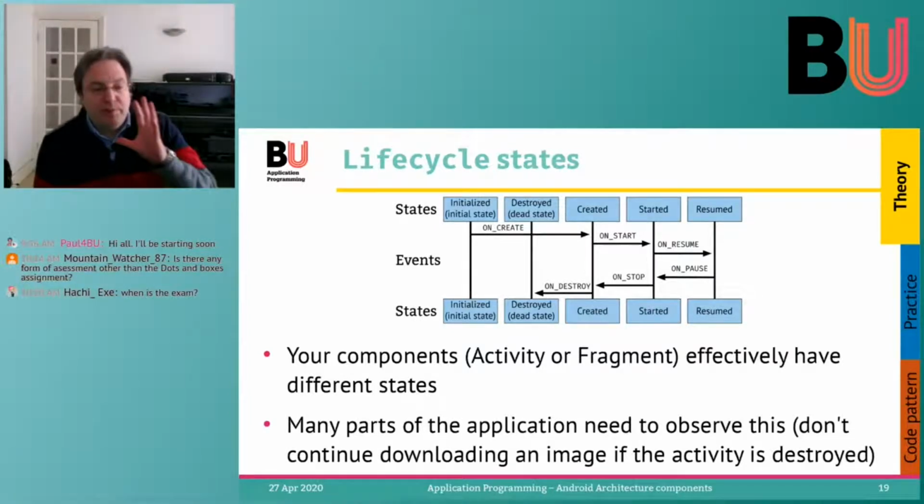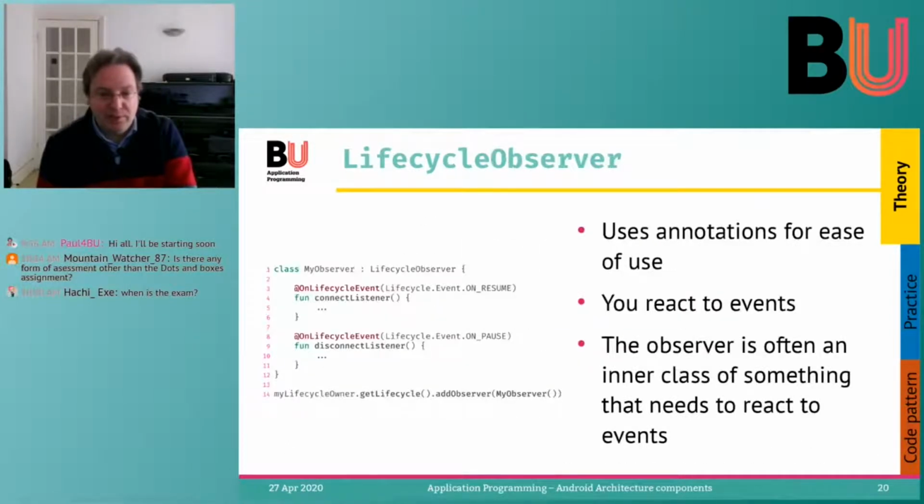So basically lifecycles are there to help you react to changes in the state of your activity or fragment. How do you do that? Well, you create something called a LifecycleObserver. A LifecycleObserver is a class that can handle these events. How do you do that? Well, you put an annotation, OnLifecycleEvent, on a method with the particular event that you are interested in.